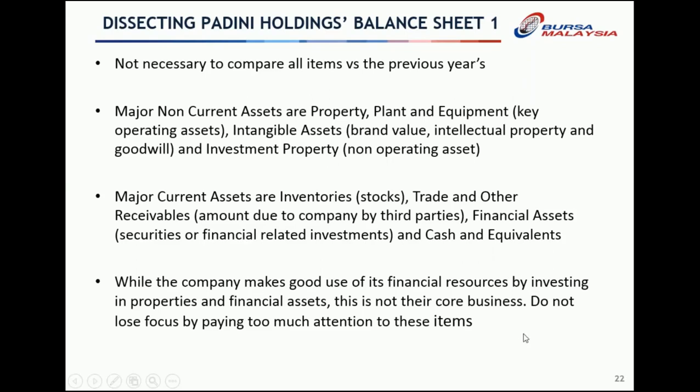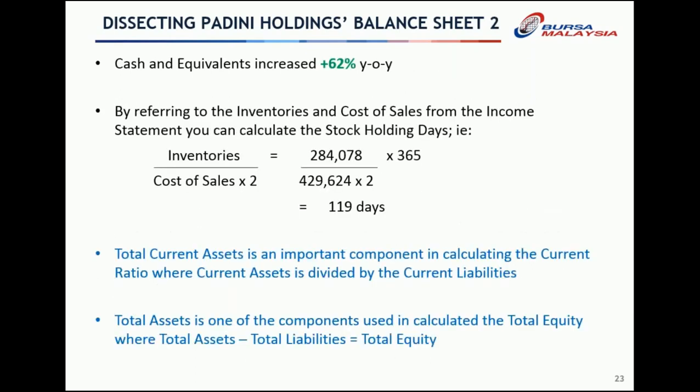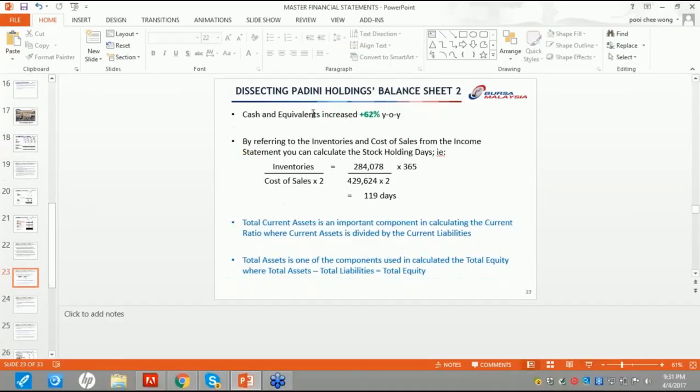While the company makes good use of its financial resources by investing in properties and financial assets, always remember this is not their core business. Do not lose focus by paying too much attention to these items. Now, cash increased 62% year on year. Sorry, this is cash balances, not cash and equivalent.